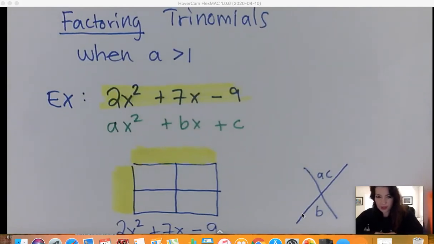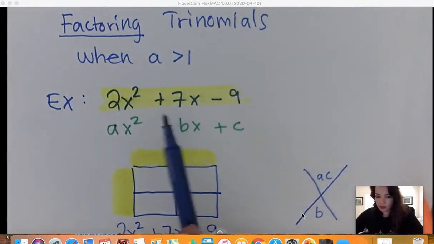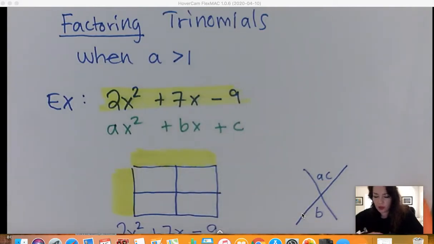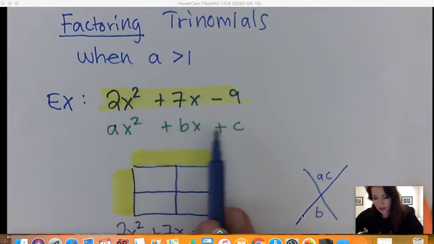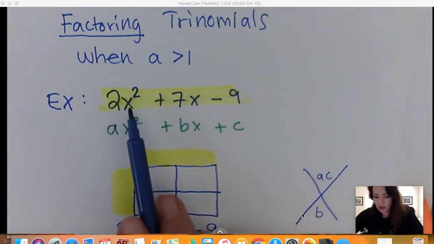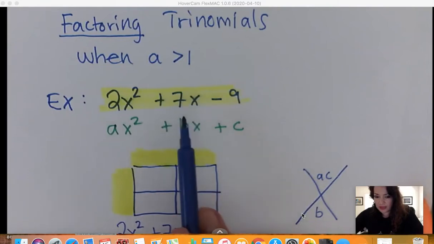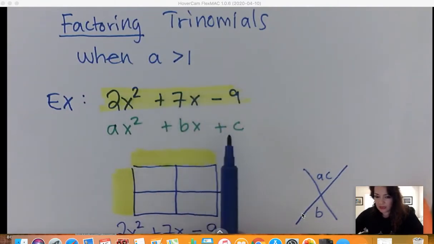Hi, this video will explain how to factor trinomials when your a value is greater than 1. So here is our trinomial, 2x squared plus 7x minus 9. If you recall, when we have a quadratic in standard form, I can write it as ax squared plus bx plus c. So this is written in that form, where the coefficient of your x squared is your a value, and the coefficient of the x is 7, and we have our constant that is -9.